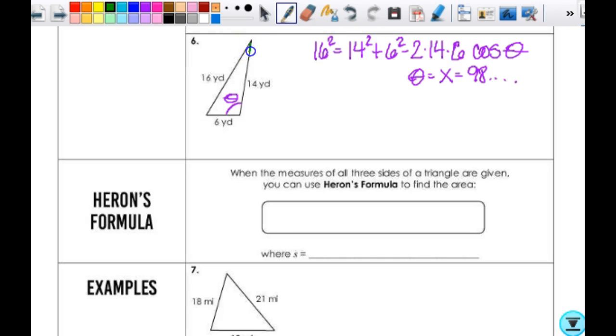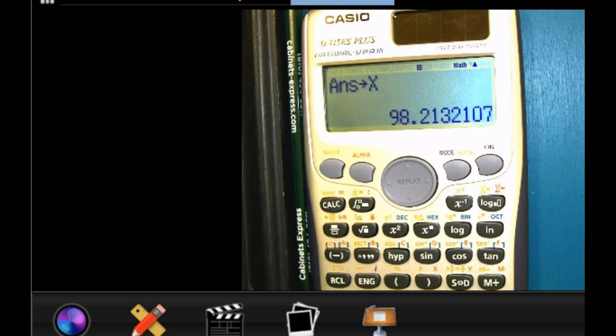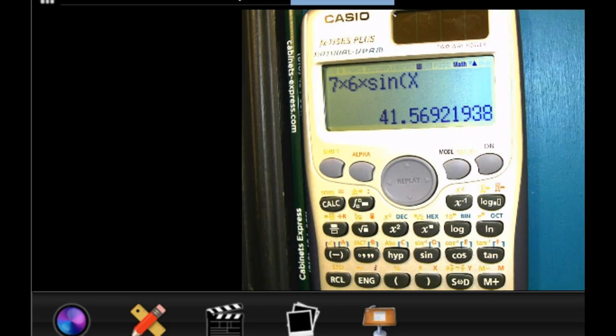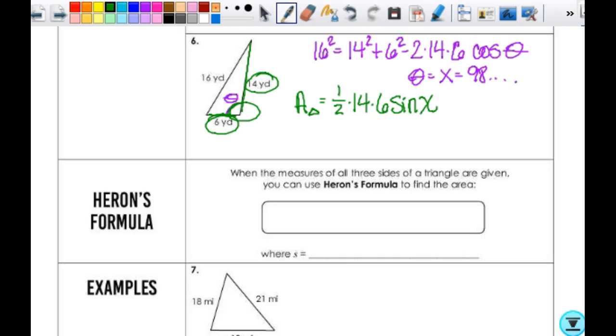So now for my triangle, I need side angle side. So I'm going to use this side and this side, because I have this angle right here. So the area of my triangle is going to be equal to 1/2 times 14 times 6. Is it sine or cosine in the triangle formula? Sine. It's the sine of x, because that was my angle. So I can just do 7 times 6 times the sine of x. And that's what I get.